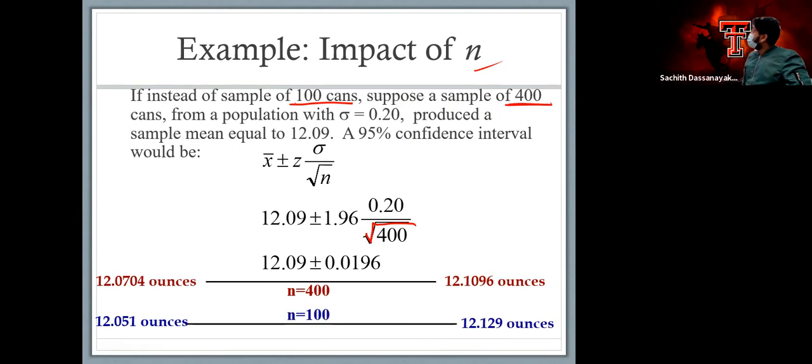Blue color values belong to 100 samples. You can compare the red color and blue color intervals. The width of the red color interval is less than the blue color interval width. Clear? So when we increase the number of samples, it is possible that we have a smaller interval.